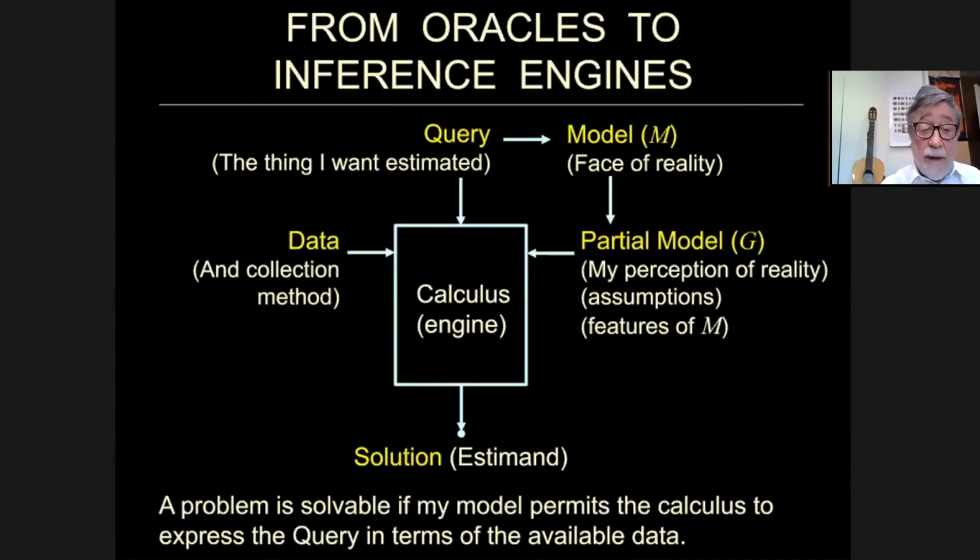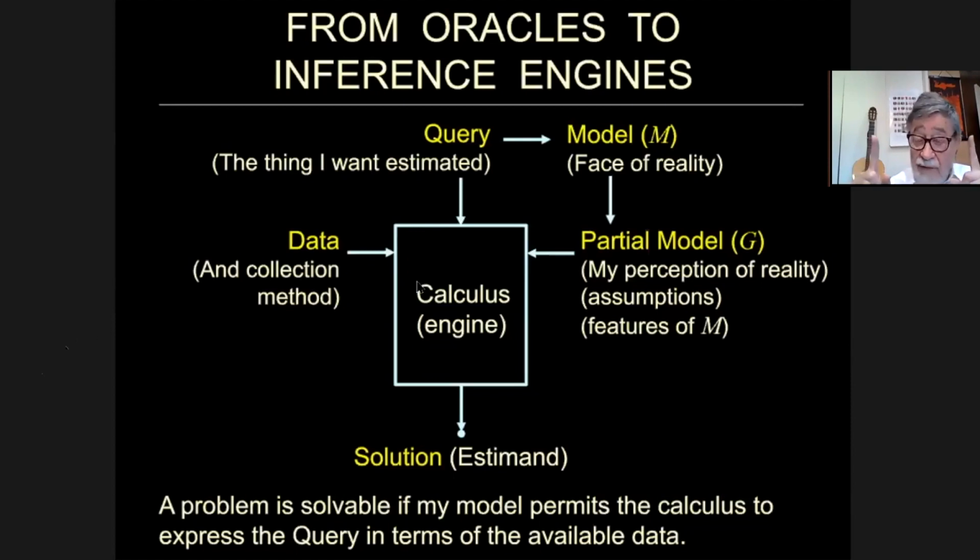And if we have them, the question is, can we combine them with data, turn the crank, and get the engine going, and find a calculus that will give you the solution that you are asking for. The problem is said to be solvable if any model permits the calculus to express the query in terms of the available data. So you present the oracle with the kind of data that you have. It may be experimental, it may be observational, it may come from a badly conducted experiment. Once you specify how badly it was conducted, you want to bring all this information to bear, you want the calculus to turn the crank and give you an answer.